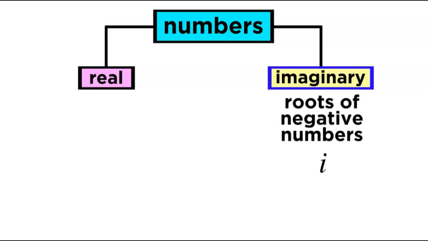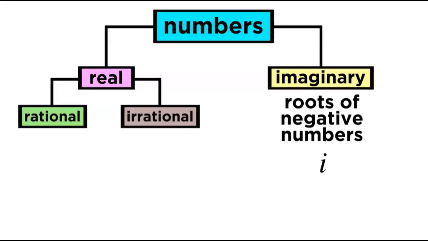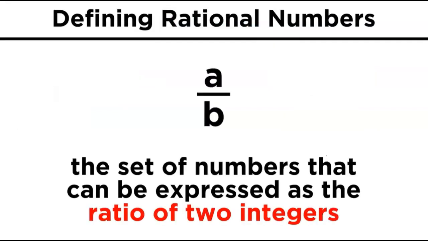That covers imaginary numbers, so let's go back to the real numbers. Within the category of real numbers, there are two subcategories, rational and irrational. Rational numbers are defined as any number that can be expressed as the ratio of two integers.